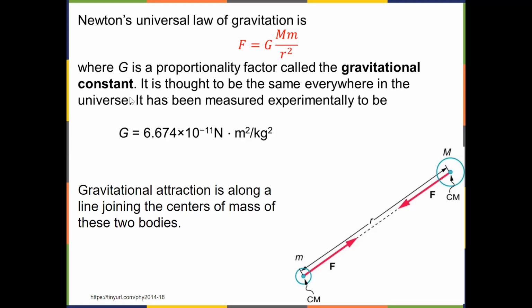This G is called the gravitational constant. It's a very, very small number, 6.67 times 10 to the minus 11, in newton meters squared per kilogram squared. That's constant between any two objects, no matter whether they are small objects or larger objects like the sun, stars, even galaxies.